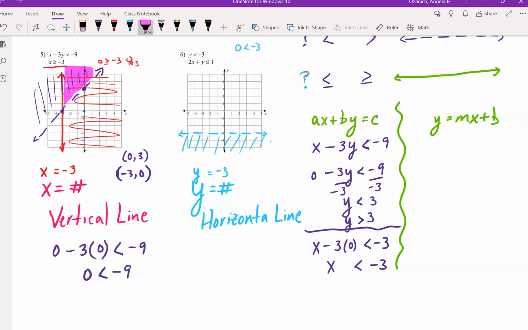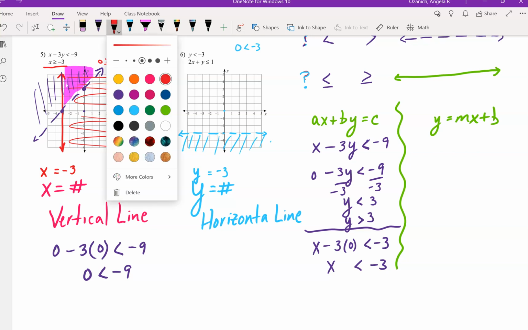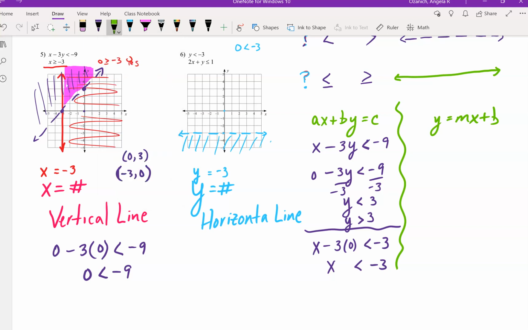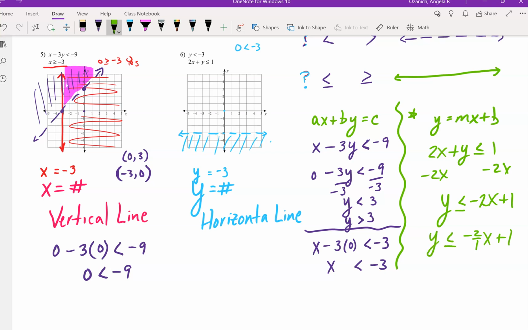Okay, so that's how we did that one. Let's come back here and finish this last one. We're going to finish up with 2x plus y less than or equal to 1. I'm going to change this to the form y equals mx plus b in order to graph. So I'm going to subtract 2x from both sides. I get y is less than or equal to -2x plus 1. That means my slope is -2 over 1. My y-intercept is 1. And then I'm going to test a point.